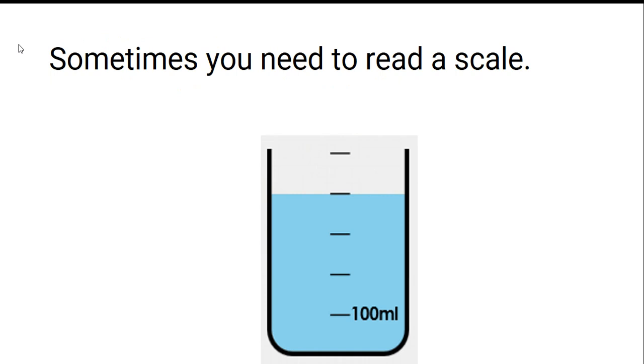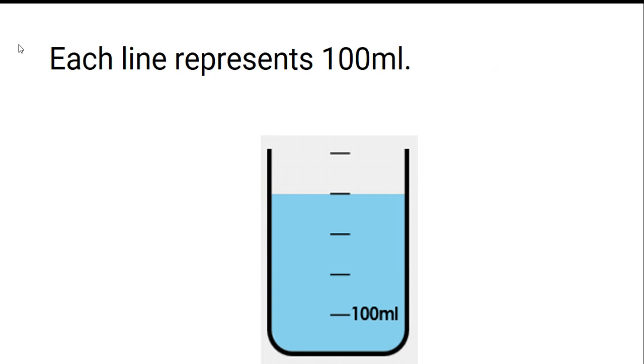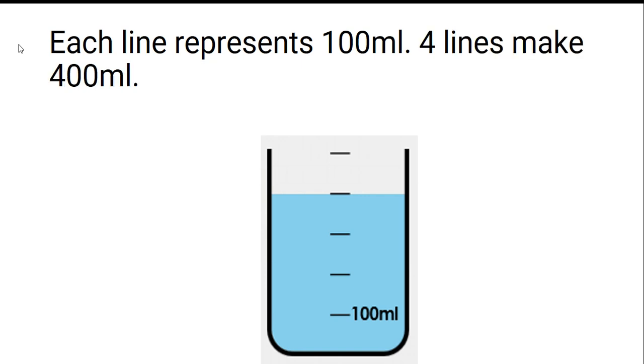Sometimes volume is read on a scale rather than by counting cubes. So as you can see, we've got to try and work out what the scale is because the line the blue water goes up to isn't labelled. So let's have a look. Each line on my shape is represented by 100 millilitres. 1, 2, 3, 4 lines means 400 millilitres. And so the volume of the amount of things in the container is going to be 400 millilitres.